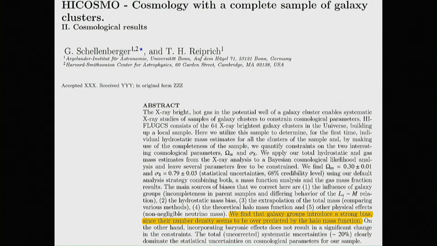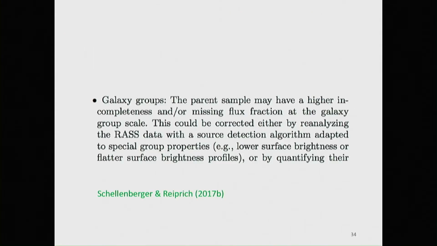But what's going on with the groups? So here's the abstract from Gerrit's paper, and there's this one sentence here that says, we find that galaxy groups introduce a strong bias since their number density seems to be over-predicted by the halo mass function. So that's one possible explanation. There's a couple of others.